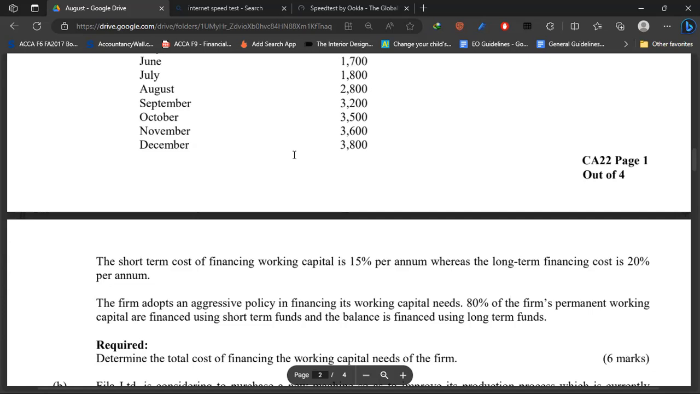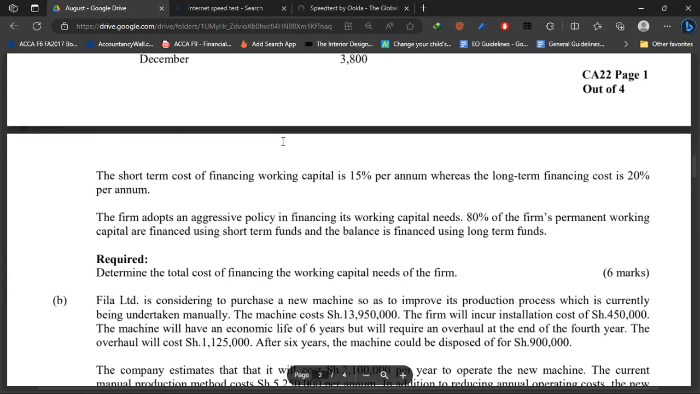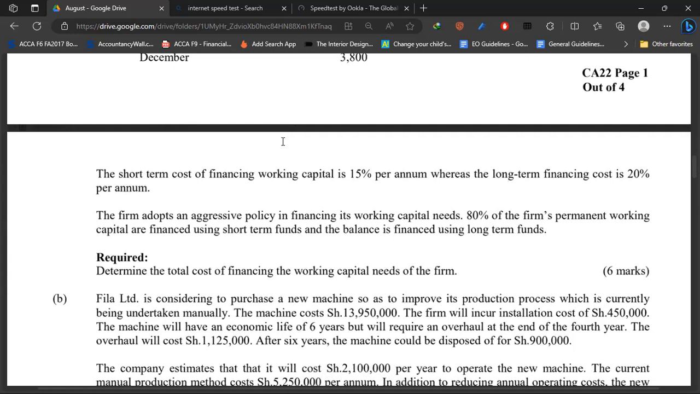The short-term cost of financing working capital is 15% per annum, whereas the long-term financing cost is 20% per annum. The firm adopts an aggressive policy in financing its working capital needs. 80% of the firm's permanent working capital is financed using short-term funds, and the balance is financed using long-term funds. Required: determine the total cost of financing the working capital needs of the firm.